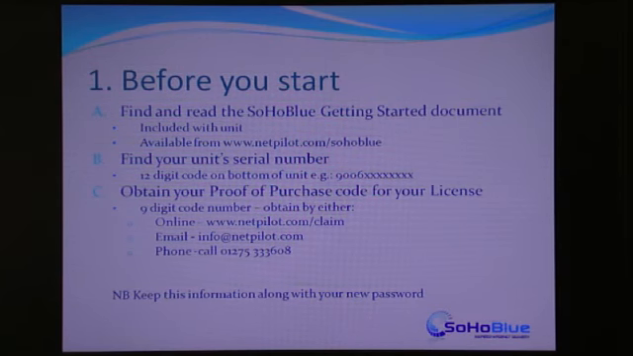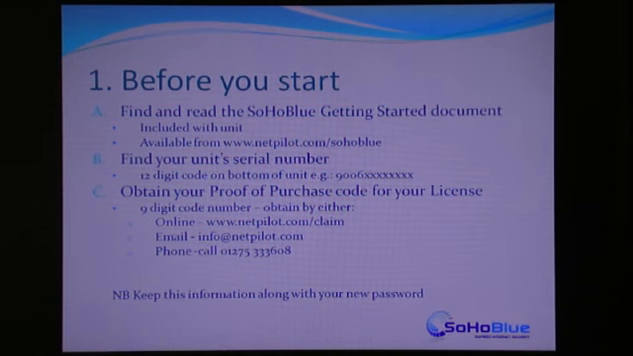We're going to need the serial number during the process of getting this second piece of information that we'll need. This second piece of information is called a proof of purchase code, and that's necessary to use during the licensing process. This time it's a 9-digit code, and there are 3 ways of getting hold of that. Firstly, online at netpilot.com/claim. Secondly, you could obtain it via email by sending an email requesting the proof of purchase code to info@netpilot.com.